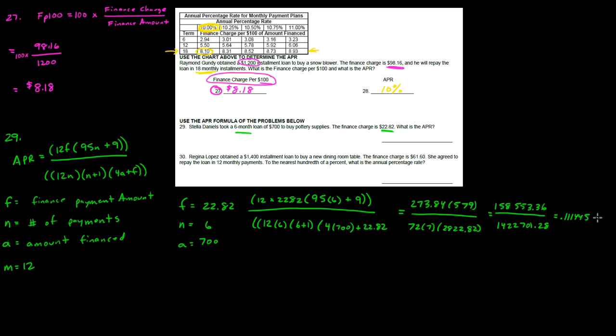Well, that's going to give me 0.111445. So remember, I'm going from a decimal to a percentage, so the decimal goes to the right 2. So it's 11.15%. That is my interest rate, 11.15%.